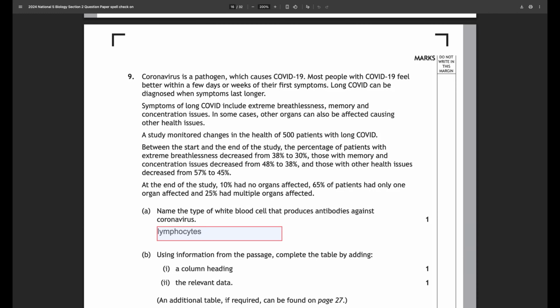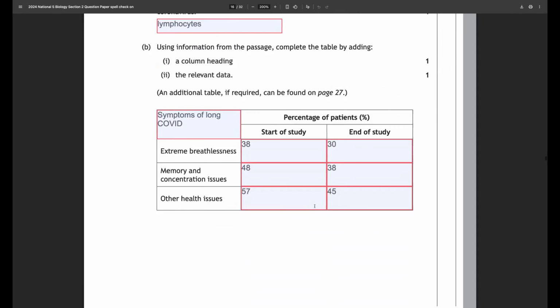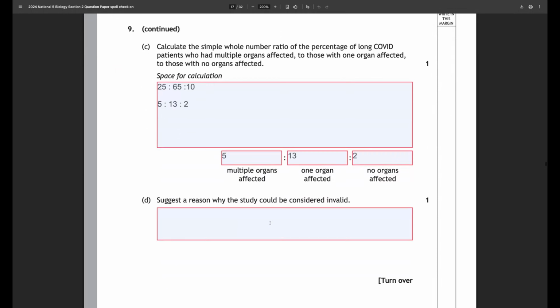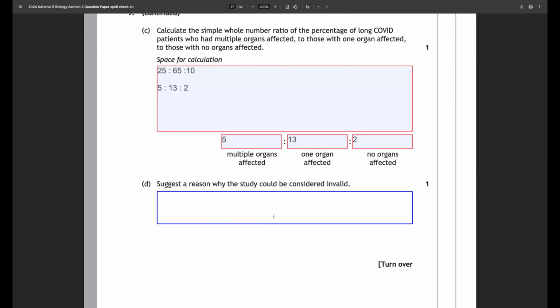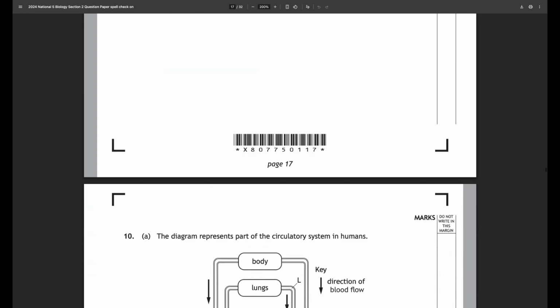Well, COVID isn't the only thing that causes breathlessness. Things like asthma and other restrictive pulmonary conditions can cause extreme breathlessness. Memory and concentration issues, you get those as you get older, just naturally, even without a condition. And other health issues can be caused by a wide variety of things. So essentially the issue with this particular study is that there are way too many variables to control, and something along those lines would get you the mark for that one.